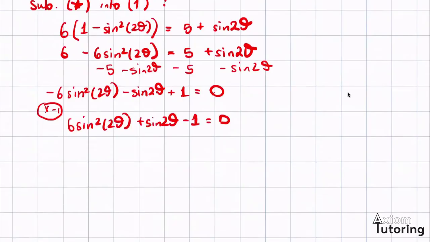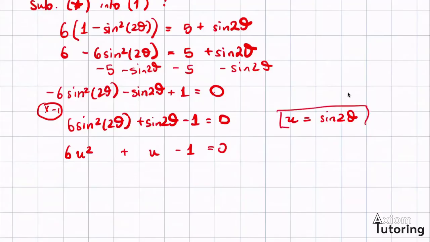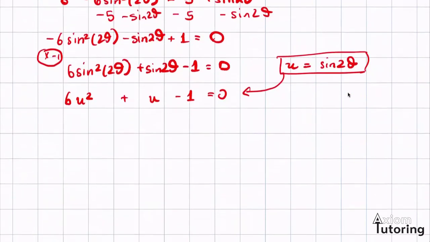And so if you can't already see it, this is in the form of a quadratic equation. And you might be able to see that better if I write sine 2 theta equal to some variable u. And so if I put that back into this quadratic here, I'll get 6u squared plus u minus 1 equals 0. Because u is sine 2 theta. So that's how I get to that step. So now we have a quadratic which we can solve.